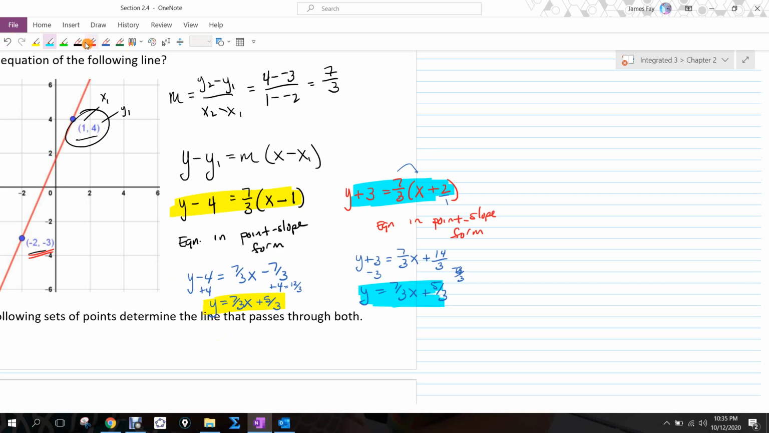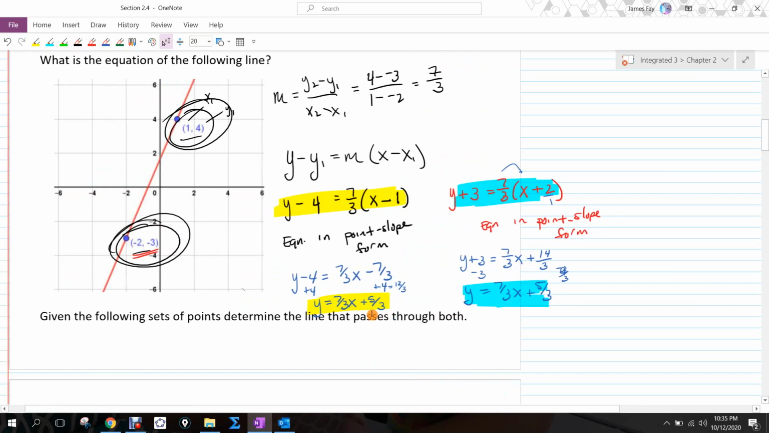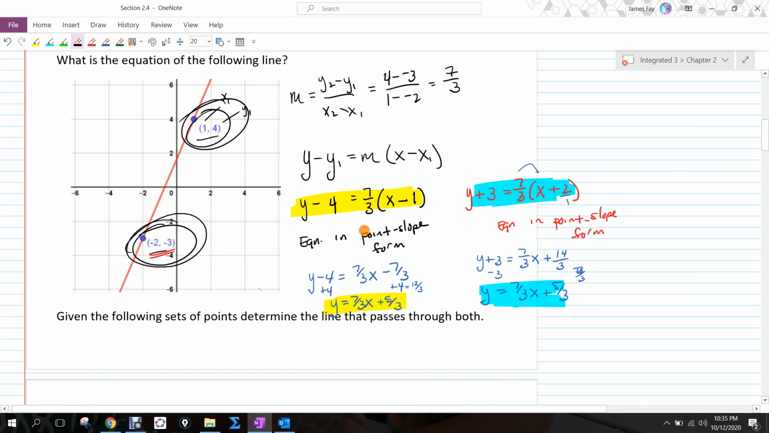Okay? So that tells me that it did not matter whether I chose x1, y1 to be that point or x1, y1 to be that point. It is totally your choice. Something that can help you, especially with these fractions, is to use the Desmos calculator. If you struggle with the adding and subtracting of like this 4 to this 7/3, you can actually type in negative 7/3 plus 4, and it will give you the 5/3 if that's something that you're struggling with.